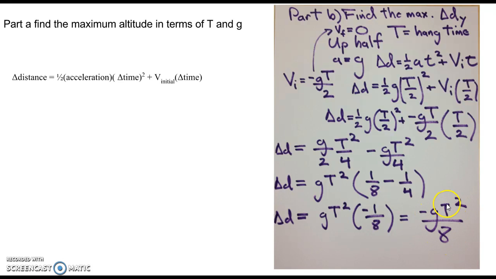So check it out. Double the hang time now means 4 times the maximum altitude because of this exponential relationship. 3 times the original hang time, 9 times the original altitude. So the functional relationship between hang time and maximum altitude is now a parabolic function, not a direct function like it was between initial velocity and hang time.